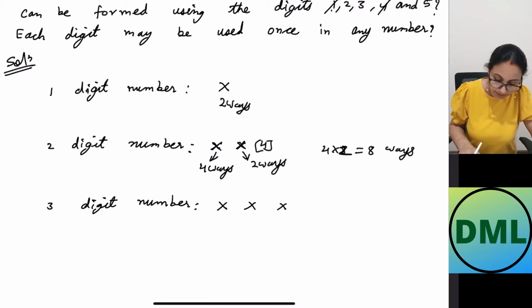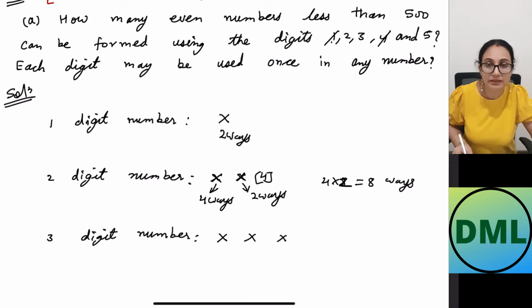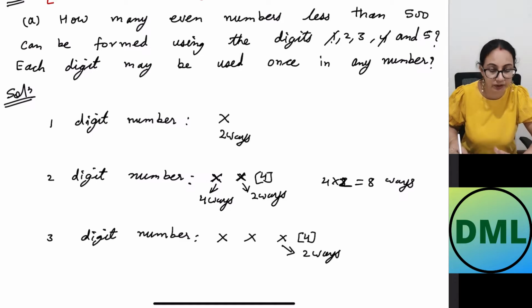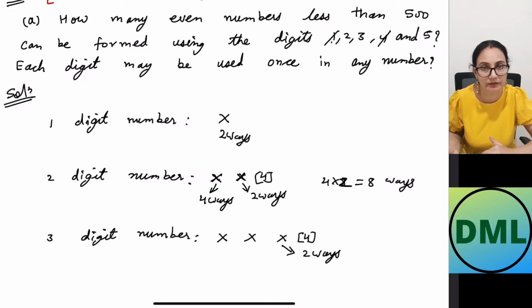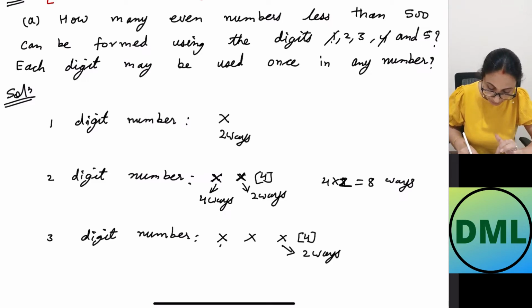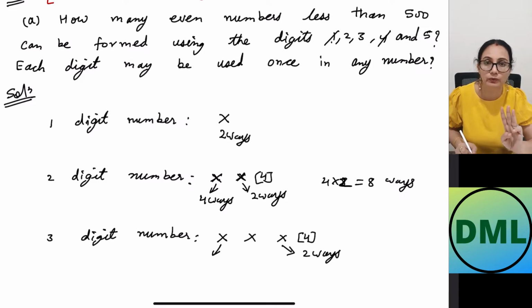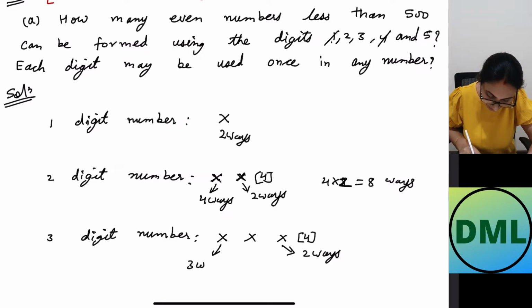Let's take a 3-digit number. As you can see, I have made 3 crosses for you. The number should be even. So that means the last place can be filled in 2 ways. Now suppose that you filled 4 here. Now 4 is gone. As you can see, we have to make the number less than 500. So that means in the first place I can't fill 5, because if I fill 5 here, my number will be greater than 500. So I can't fill 5 here, I can't fill 4 here. So the total numbers available with me are only 3 numbers, 1, 2 and 3. So that means the first place can be filled in 3 ways.